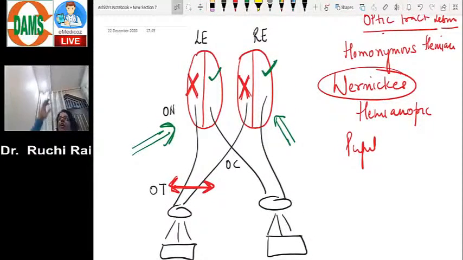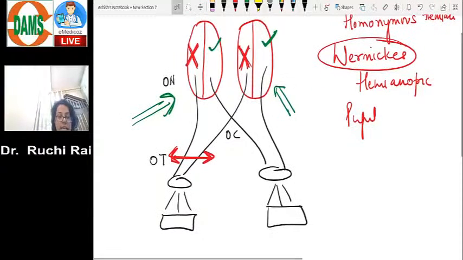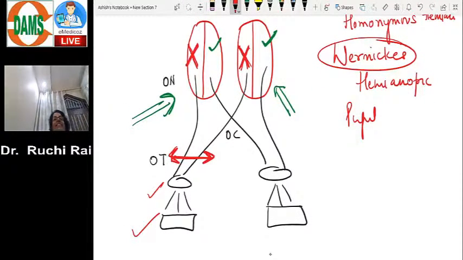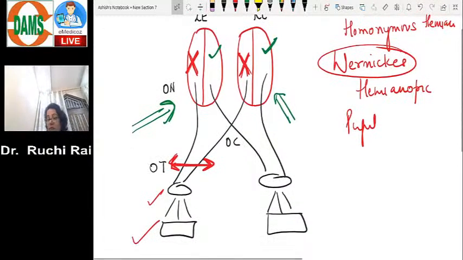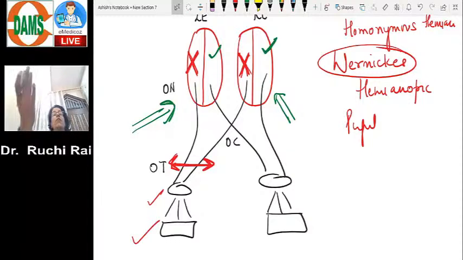Because of one eye temporal, one eye nasal. But the same pattern goes in the radiation, the cortex. Why are we learning only for this optic tract? Can you see here, all of you? Wernicke hemianopic pupil. Why am I not telling you that it can be seen in radiation lesion or cortical lesion? Why is it only a tract lesion? Now I need an answer and I'll wait for this.